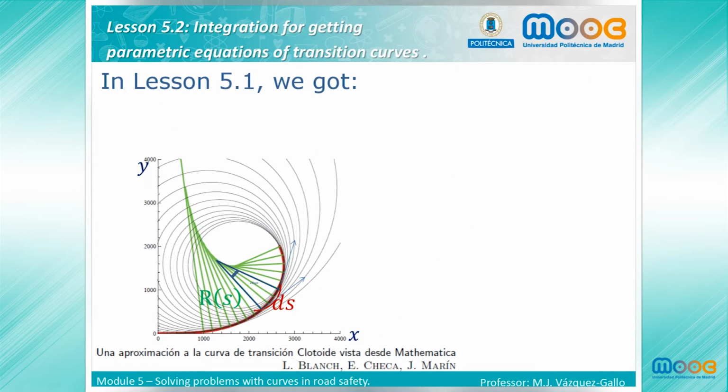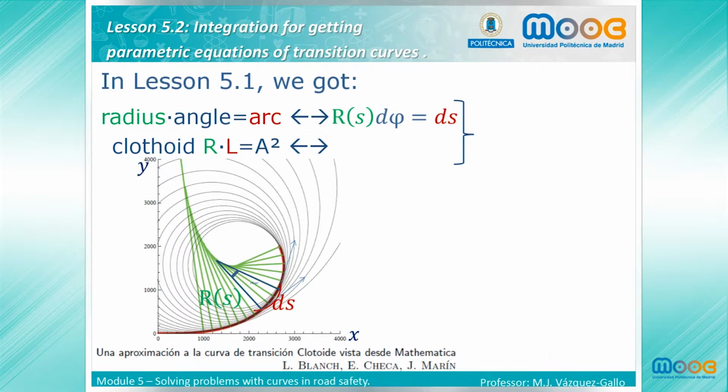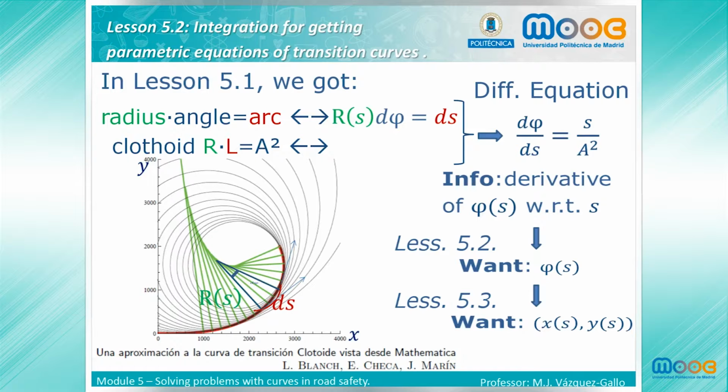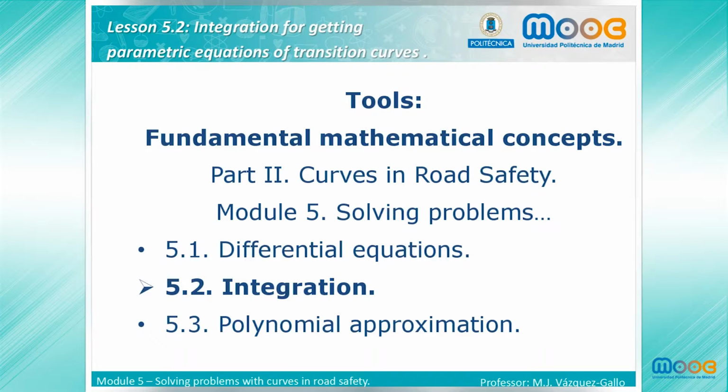In Lesson 5.1, we got a differential equation giving us info about the derivative of the angle function with respect to arc length, and now in this Lesson 5.2 we're going to find the corresponding function solving this differential equation through a process called integration. After that, in Lesson 5.3, we will recover from the angle function the position of points of a clothoid by using integration again and also polynomial approximation.